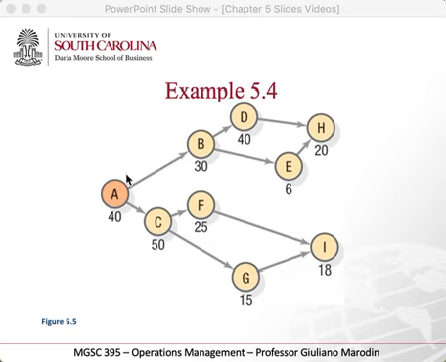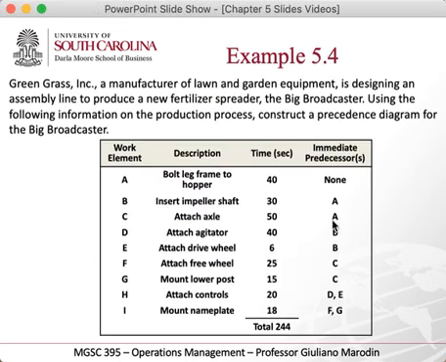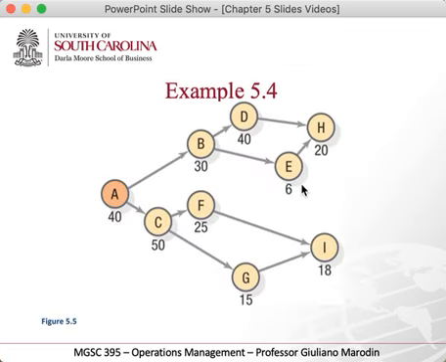So remember, process A, you can start immediately. To start C, you need to have A as a predecessor. To start B, we need A as a predecessor. To start D, we need B. To start E, we need B. To start H, we need D and E. That's the information coming from this table, the immediate predecessor. Then you can draw this, and here we have the time.